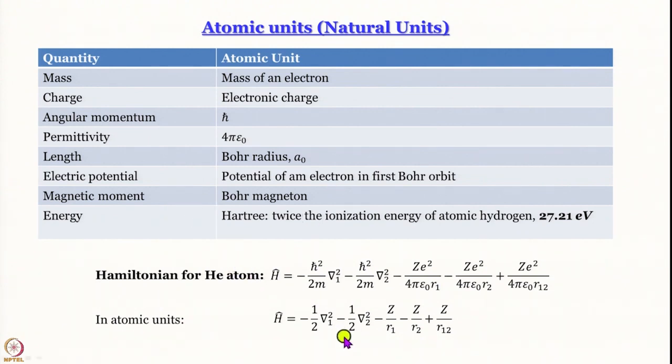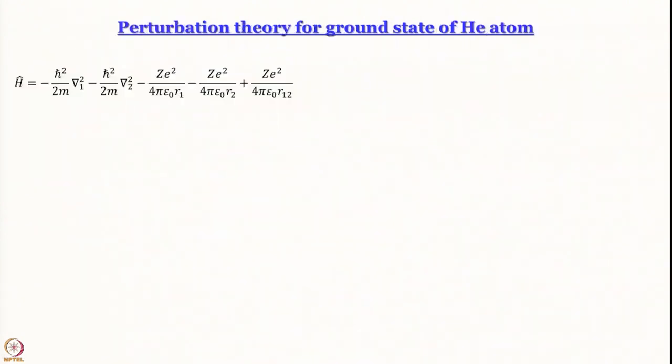Hamiltonian is minus half del 1 square minus half del 2 square minus z by r 1 minus z by r 2 plus z by r 1 2. Okay, remember atomic units. So, now I will start from this Hamiltonian and we will try to develop a perturbation theoretical treatment for the ground state of helium atom. If you want to do perturbation theoretical treatment, what is the first thing we need? We need the zeroth order or unperturbed Hamiltonian. What would that be? That would be the sum of the 1 electron Hamiltonians, right?